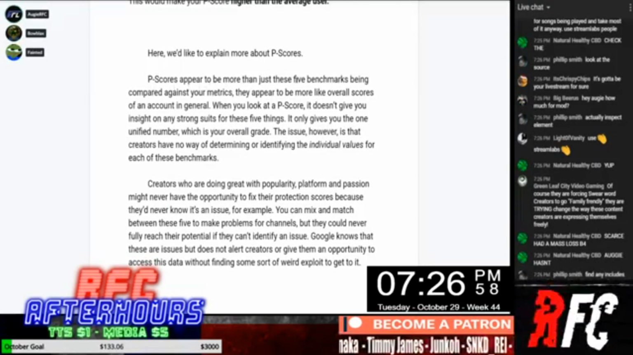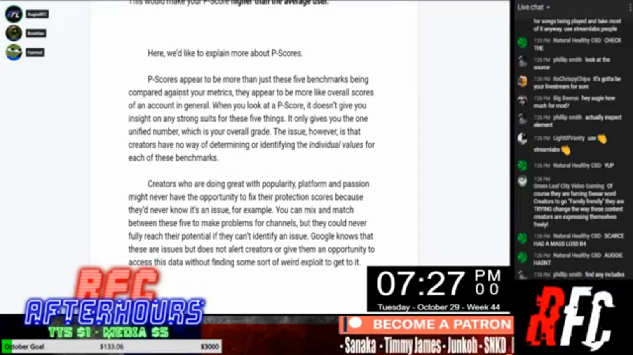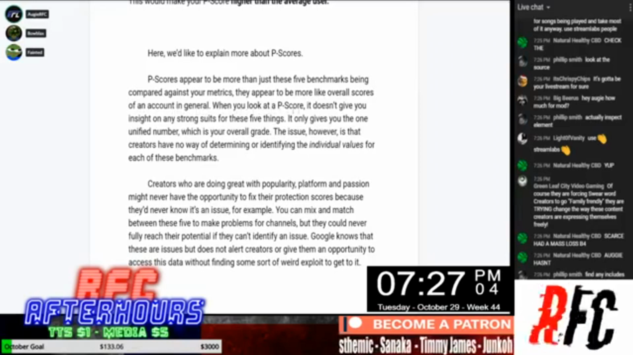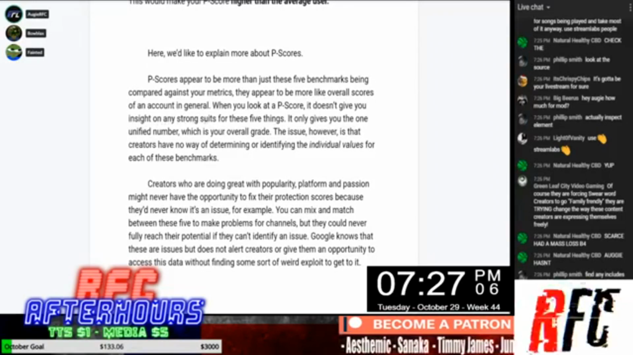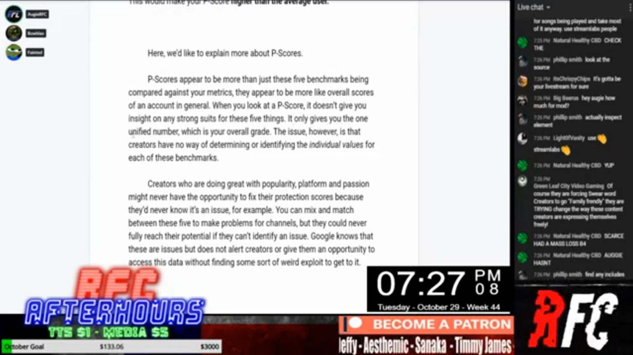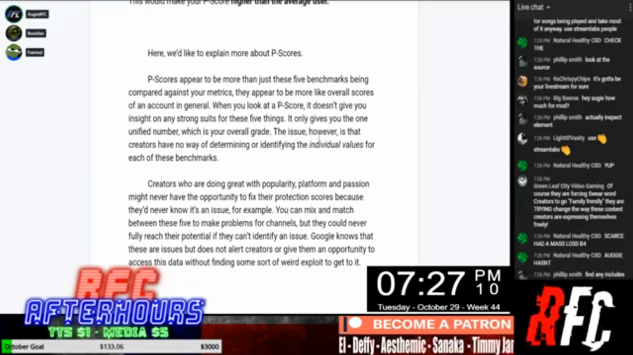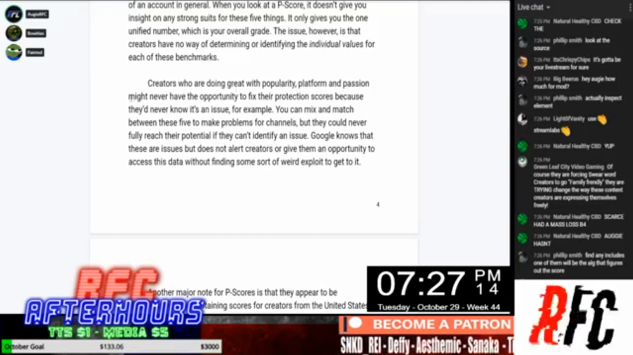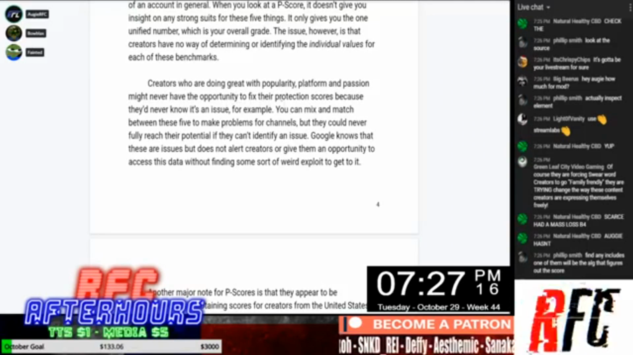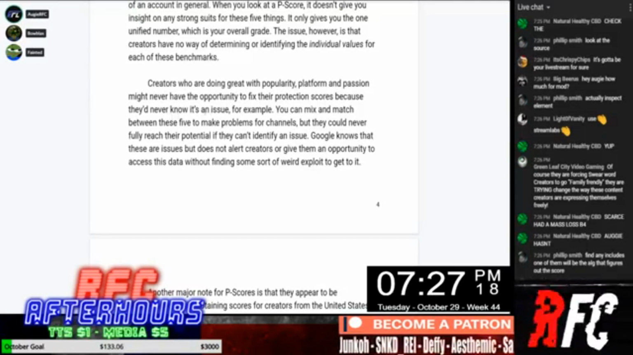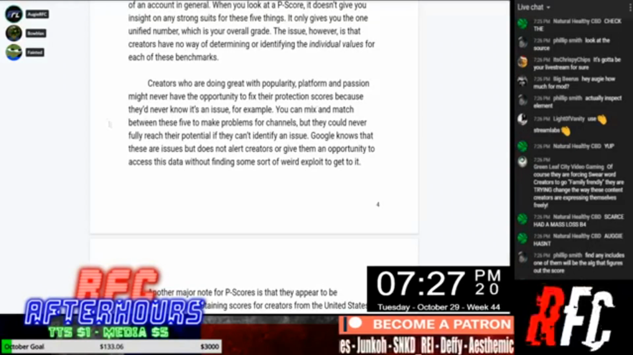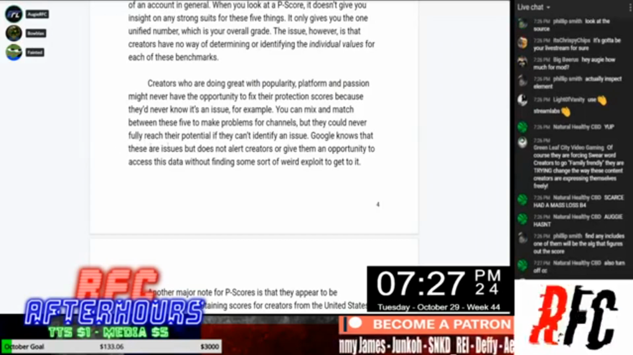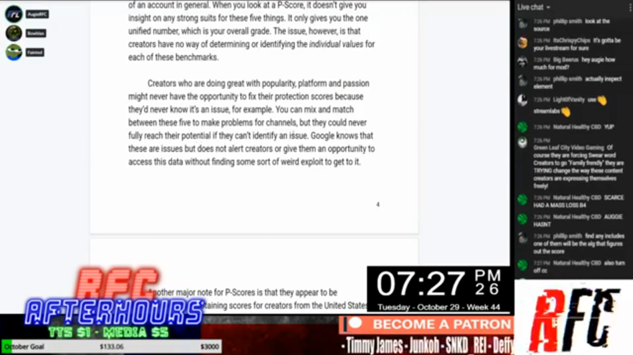Let's see. P-scores appear to be more than just 5 benchmarks being compared against your metrics. They appear to be more like overall scores of an account in general. When you look at a P-score, it doesn't give you an insight on any strong suits for these 5 things. It only gives you the one unified number, which is your overall grade. Creators who are doing great with popularity, platform, and passion might never have the opportunity to fix their protection score because they'd never know it's an issue, for example. You can mix and match between these 5 to make problems for channels, but they could never fully reach their potential if they can't identify an issue.